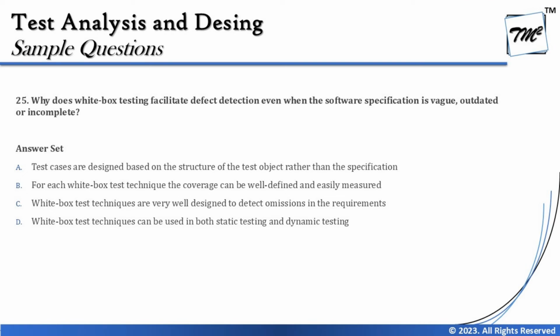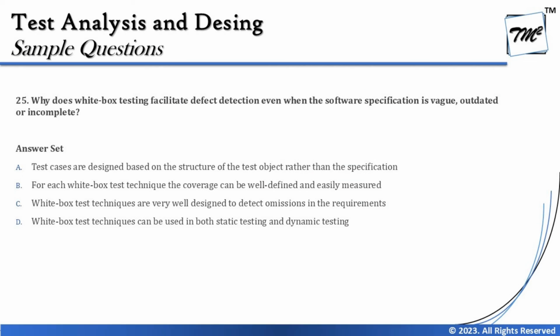Let's look at option B. Option B says for each white box test technique, the coverage can be well defined and easily measured. Now that's a little tricky statement. Why? The fact that the coverage can be precisely defined is not the right reason. The achieved level of coverage would have much more impact than the possibility to measure the coverage. Measuring the coverage is not a big deal, but whether it really covers 100% is more important. The percentage of coverage is the concern for us, right? So that's again a little tricky statement to hold good in all means. Thus, I may not take this as a preferable option.